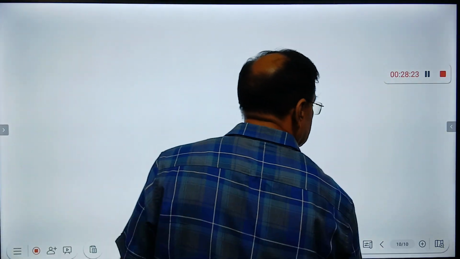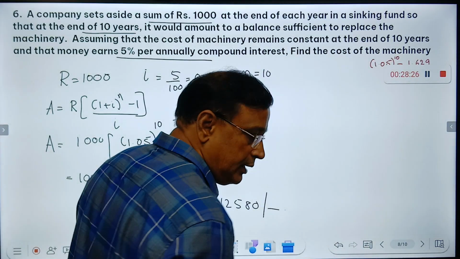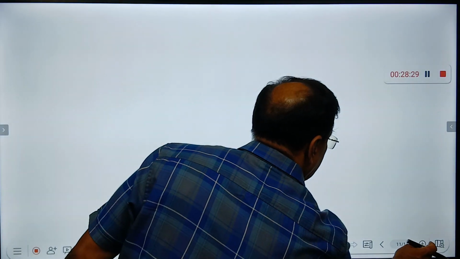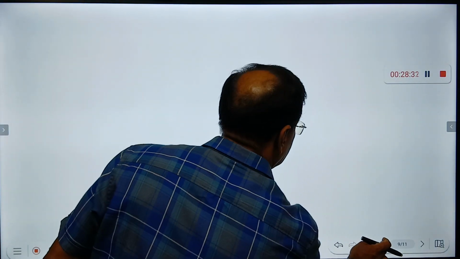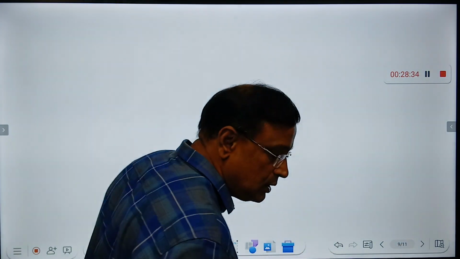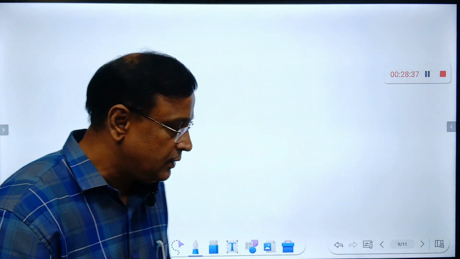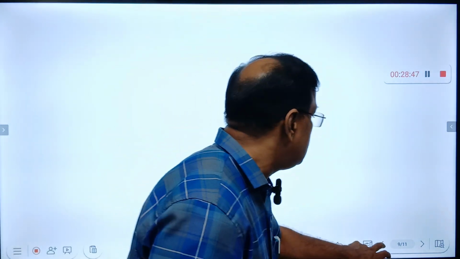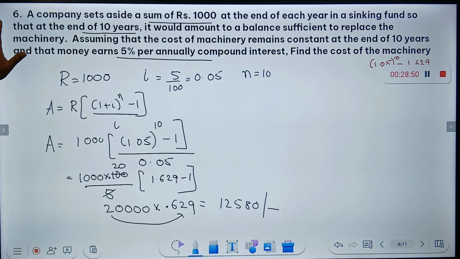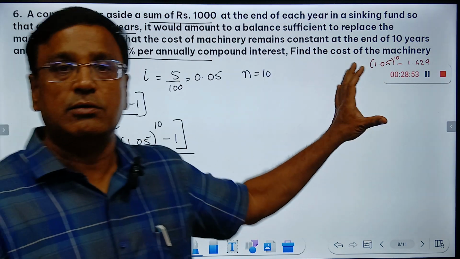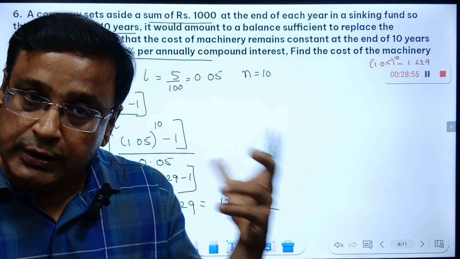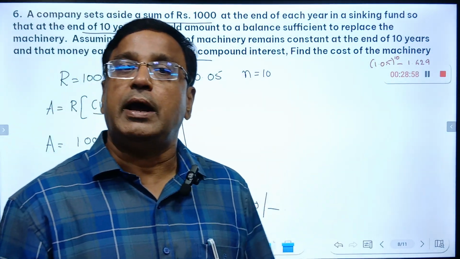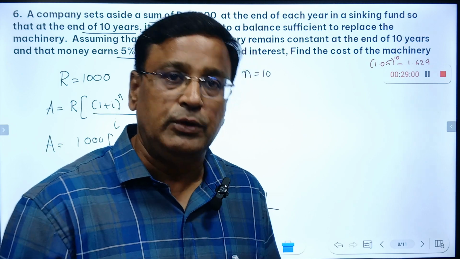Now, I think we have reached the end. Actually, there's one more question. I wanted to discuss it, but you can refer to the example. No, there is no need. I think that's it. With that, we come to the end. I hope I have covered almost all the questions. I have done all the 6 questions from ML Agarwal. And I have already done all the questions from the handbook. I hope it will be useful to you.